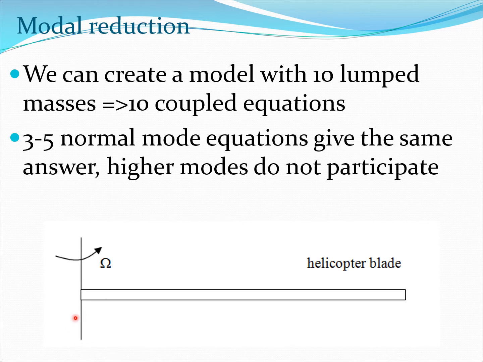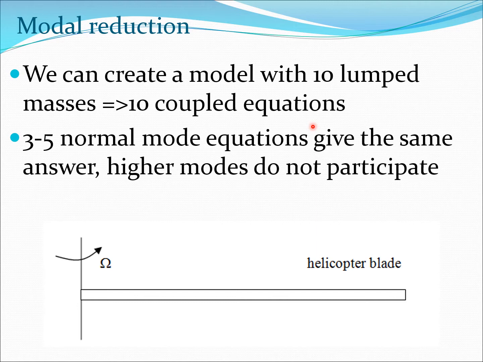So let us now look at a helicopter blade. A helicopter blade could be given as a beam type structure like this. It's rotating around this axis of rotation. Now let us say we create a simple model of maybe about 10 masses for this blade. So essentially we can replace this blade by 10 masses and 10 springs. Now that would create 10 coupled differential equations for this problem.